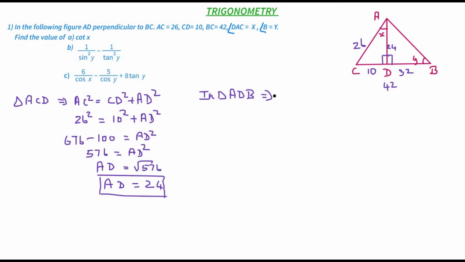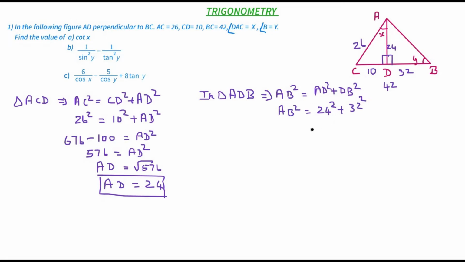Right, AB is our hypotenuse. So AB square is equal to AD square plus DB square. And you know all the values. We don't know what AB is, so let's leave AB as such. And we know what AD is. AD is 24 square plus, what is DB? 32 square. So we have bigger numbers here.